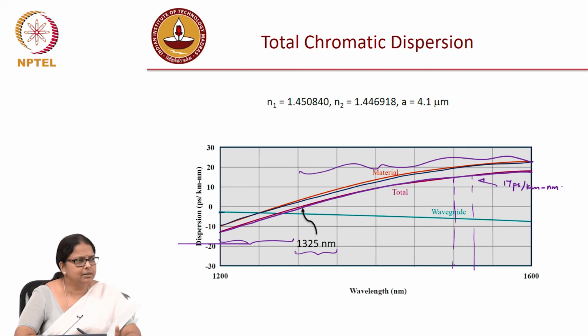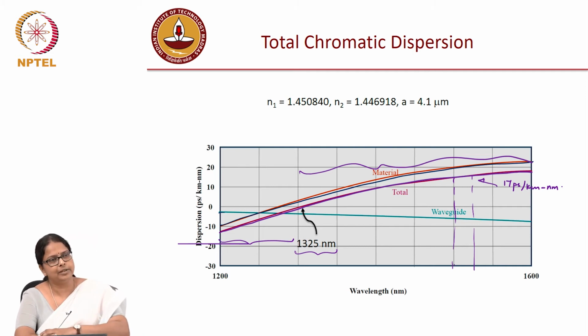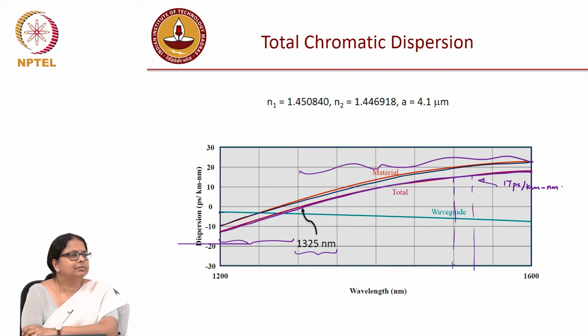Why 17? I mean, it just turns out it is 17 by calculating all this material and waveguide dispersion. But even though it is 17 picosecond per kilometer nanometer, I would still prefer to do long haul links not at 1300 but at 1550 nanometer. Why so? We have amplifiers at 1550 nanometer. But before that I have to say, why do we need amplifiers at 1550? Why are we talking about amplifiers?